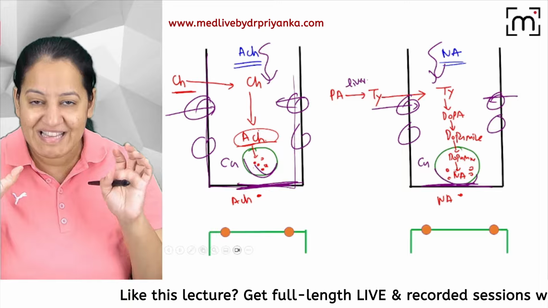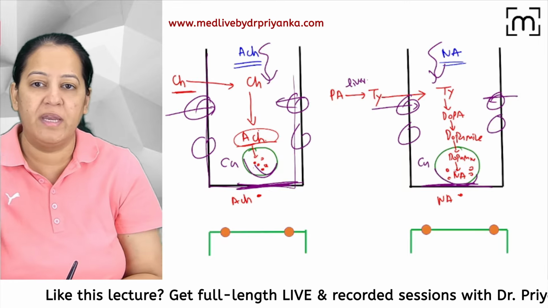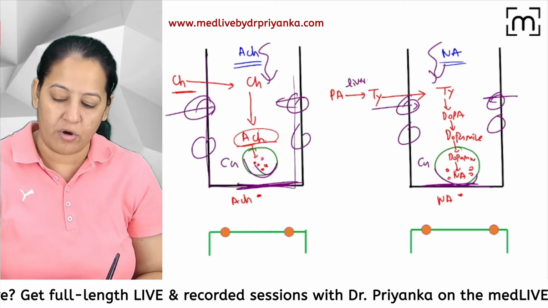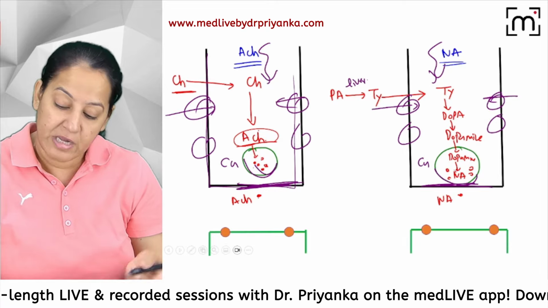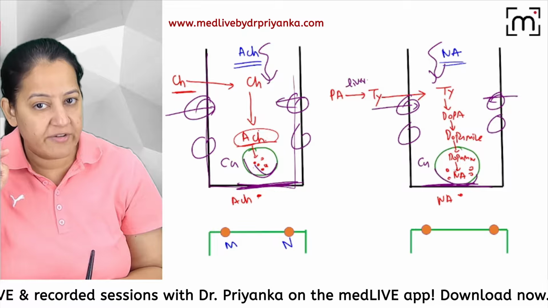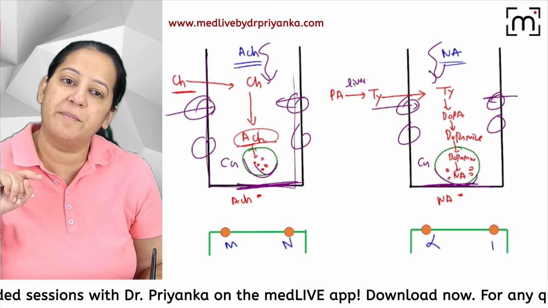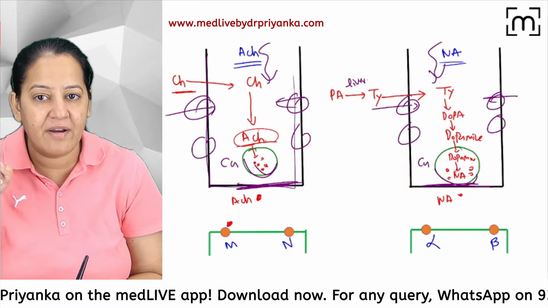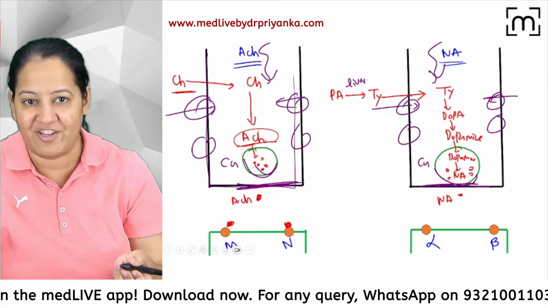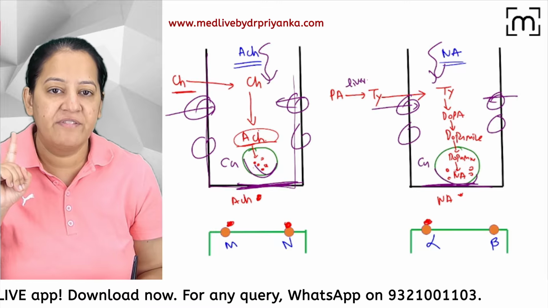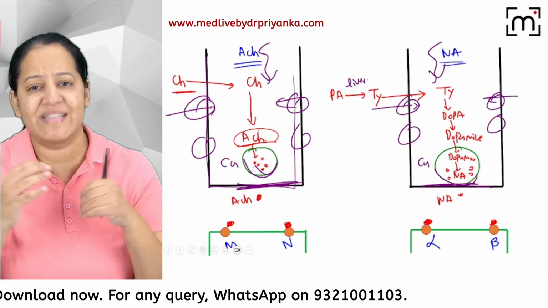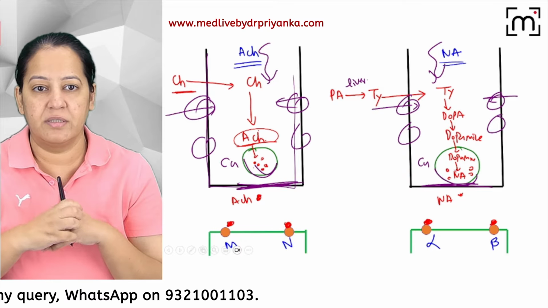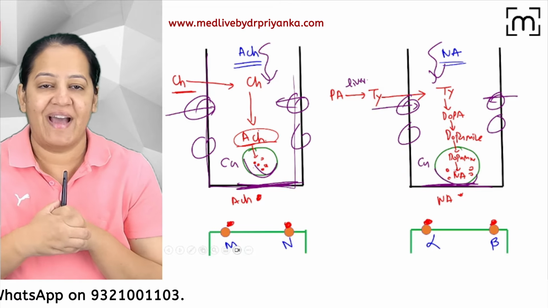Once the neurotransmitter is in the space between the nerve and the organ, it will go and bind with its receptor. For acetylcholine, we have muscarinic and nicotinic receptors. For noradrenaline, we have alpha and beta receptors. I guess everyone knows this. So acetylcholine will bind with muscarinic and nicotinic receptors and show its action. Noradrenaline will bind with alpha and beta receptors and show its action. Whatever the organ is, the action is shown based on that organ.